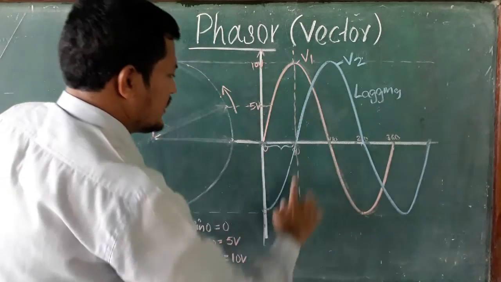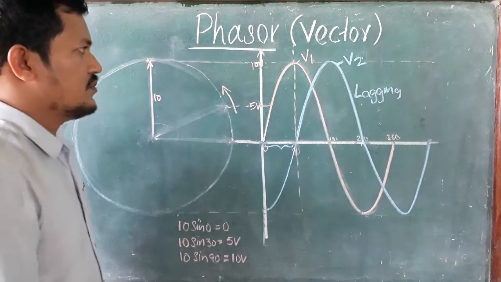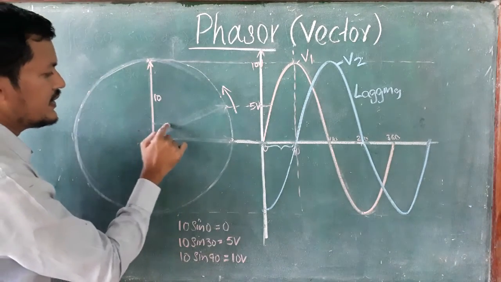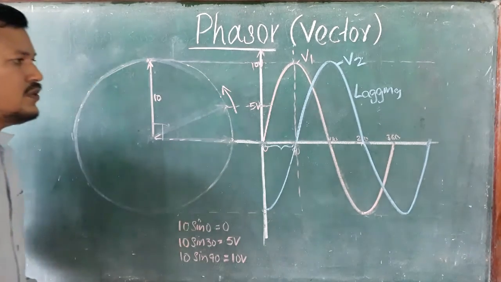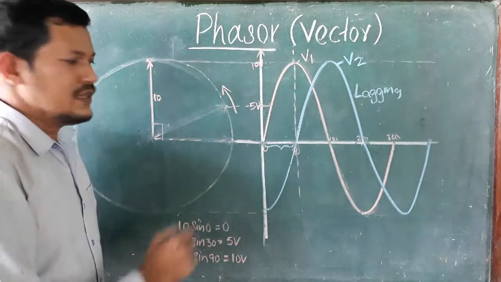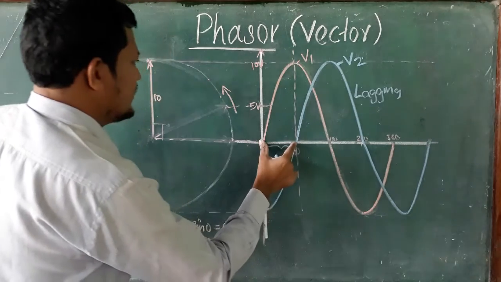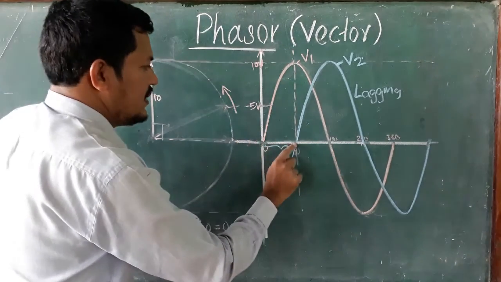So at this position, what is a vector or phasor diagram? The phasor of the first one is 10 at an angle of 90 degrees with respect to the x-axis. Clear? Now, what is the phasor of the second waveform? That is the question. The second waveform starts after the 90 degrees, so we are taking the anti-clockwise direction. So it is lagging by 90 degrees.